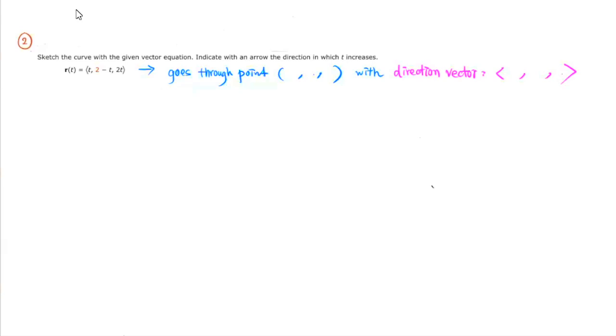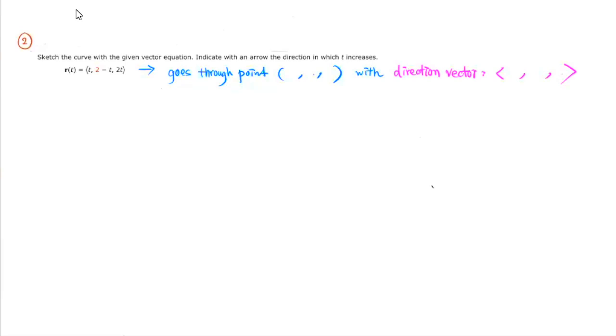So from here you know which point it is passing through. What is x naught? That will be 0, right? And what will y naught be? It's 2, right? And what about z naught? 0. Yes. So we know that it passes through this point right here.